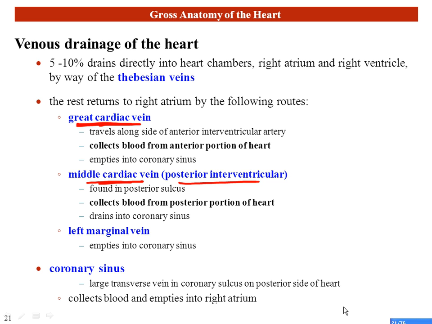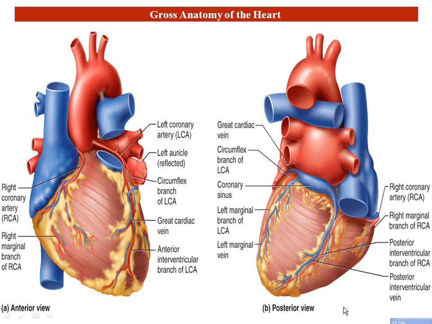We also have a left marginal artery and coronary sinus. Okay, so you look at the anterior interventricular sulcus right here. Here's your great cardiac vein. Okay, now found somewhat close to it is you're going to have the left marginal vein, which is on this side.